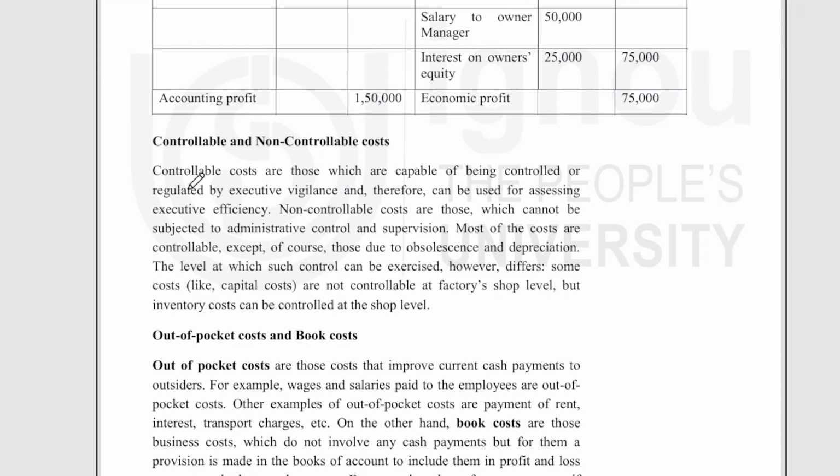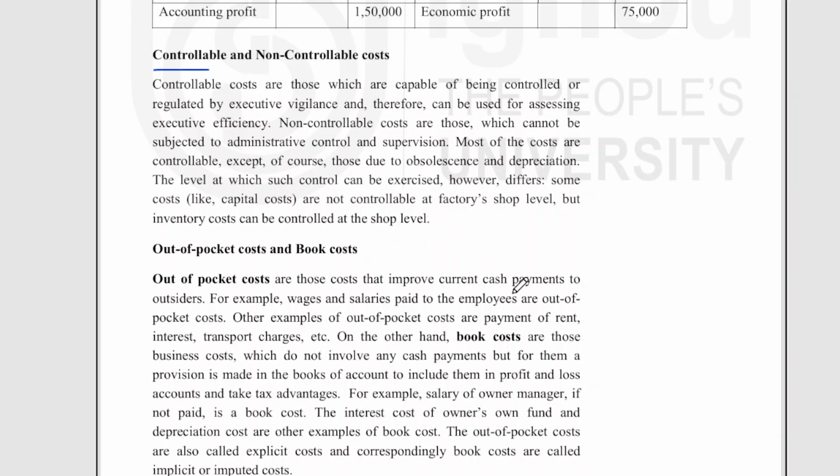This is an example. And controllable and non-controllable cost. So controllable costs are those which are capable of being controlled or regulated by executive vigilance, and therefore can be used for assessing executive efficiency. And non-controllable costs are those which cannot be subjected to administrative control and supervision. Most of the costs are controllable, except of course those due to obsolescence and depreciation. The level at which such a control can be exercised, however, differs.